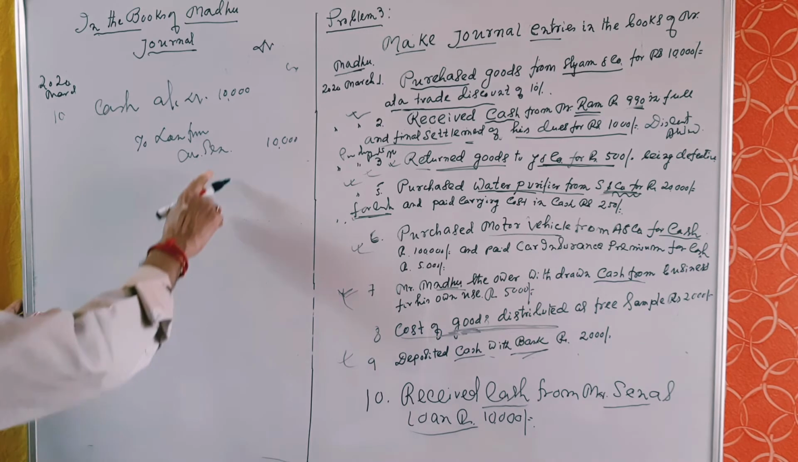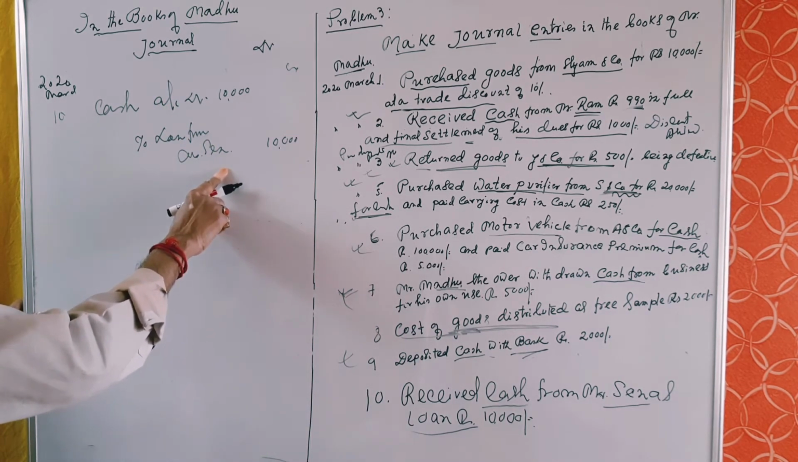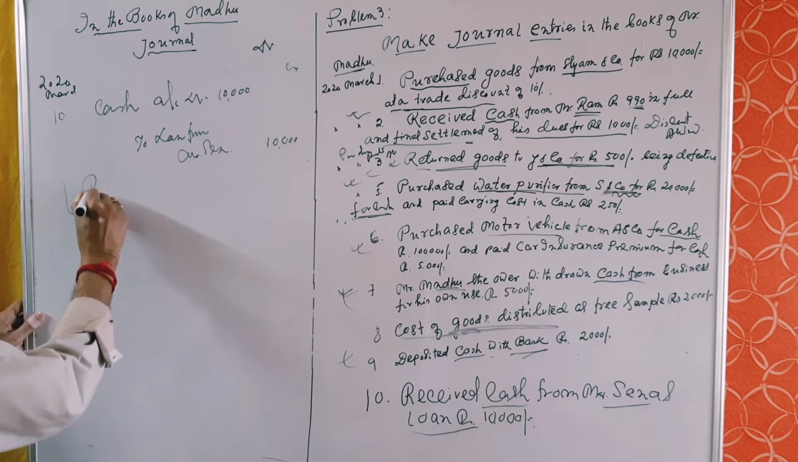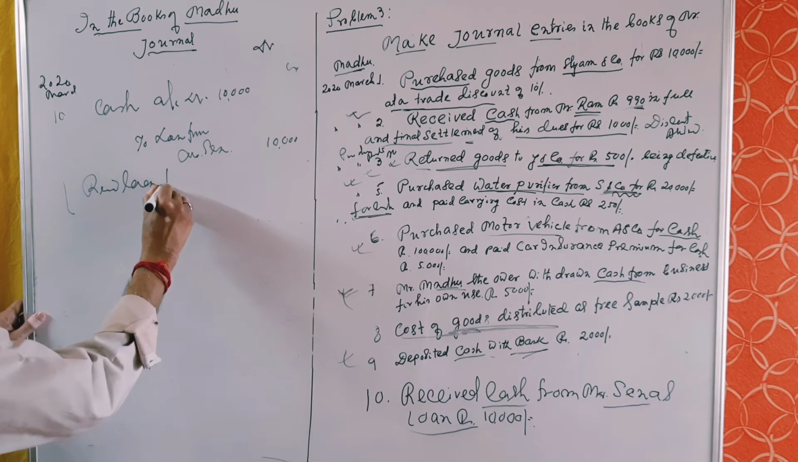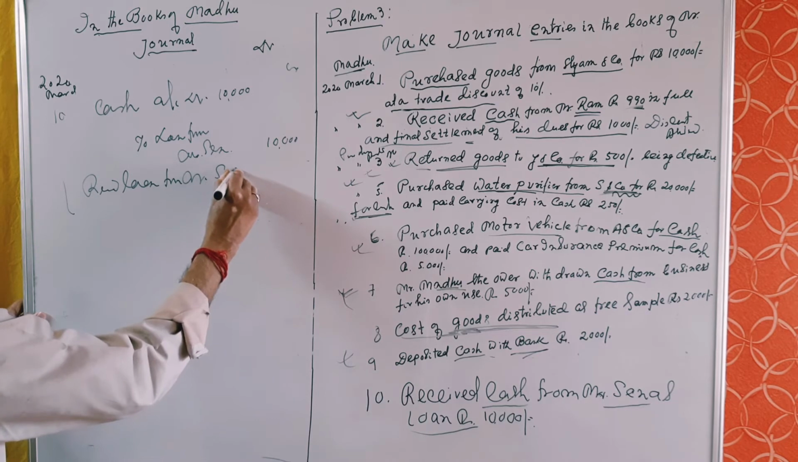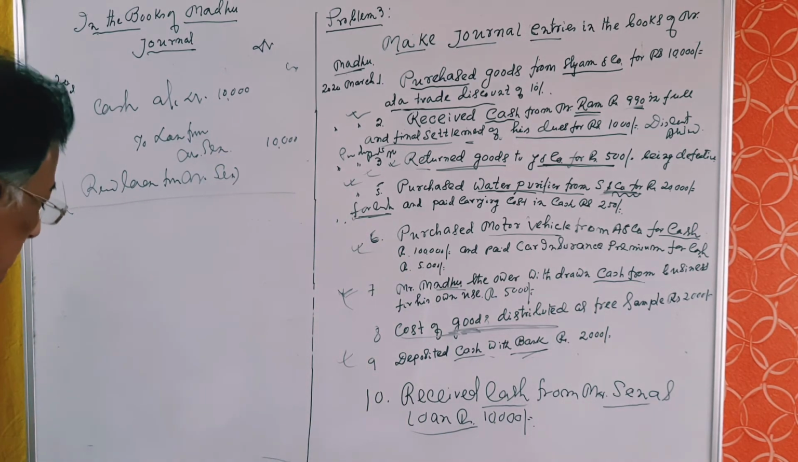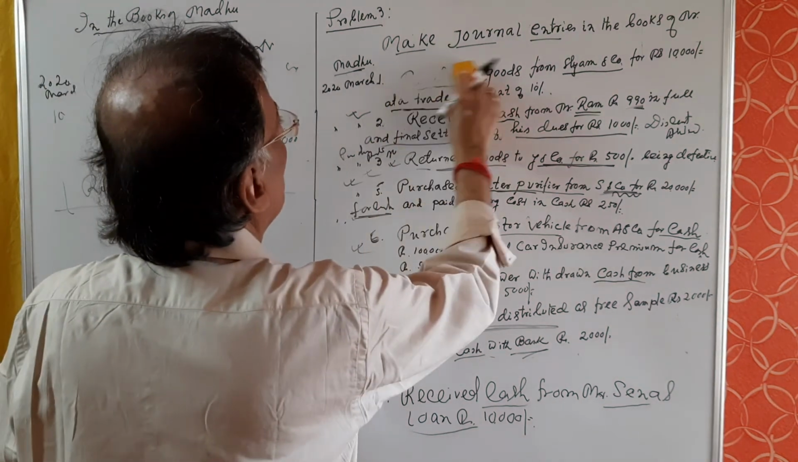The name of the person is Mr. Sen. So as per personal account, credit the giver, his account is due to be credited. What is the narration? Received loan from Mr. Sen. So this transaction is over. The next one, it is not here, I have to write it.